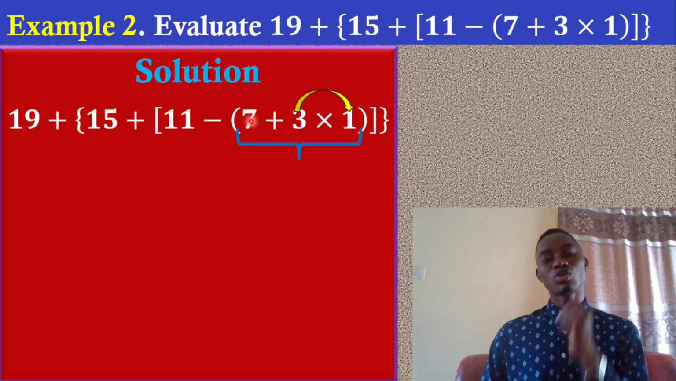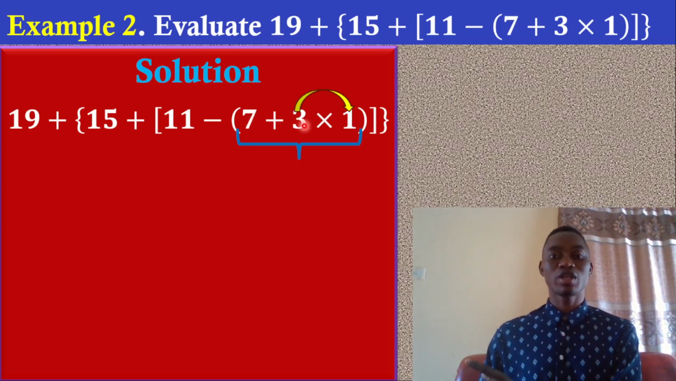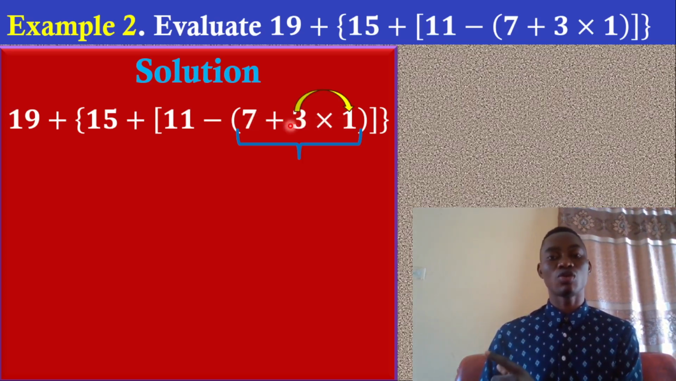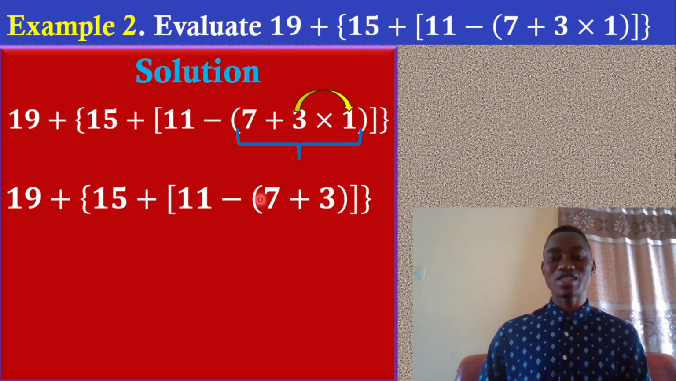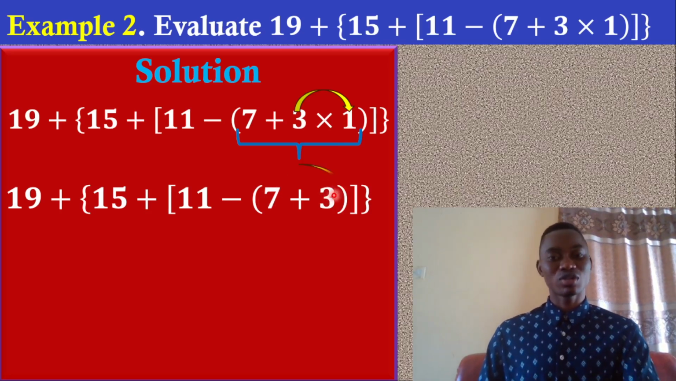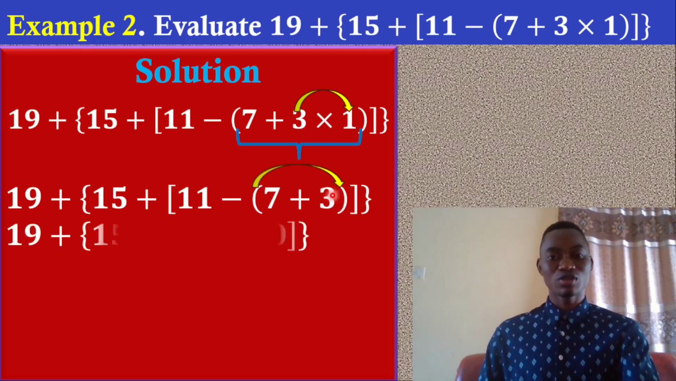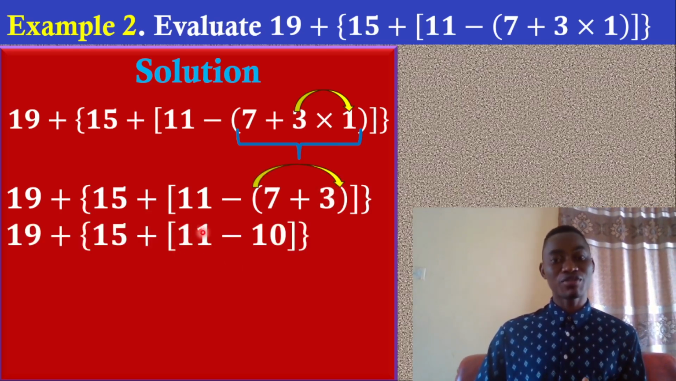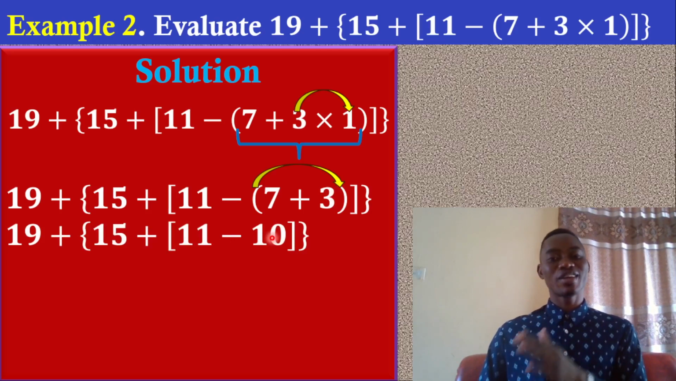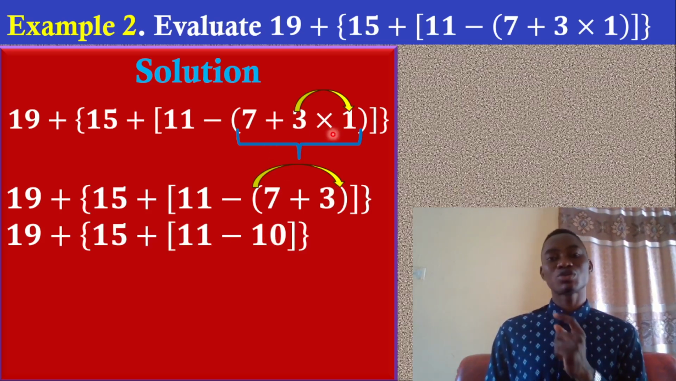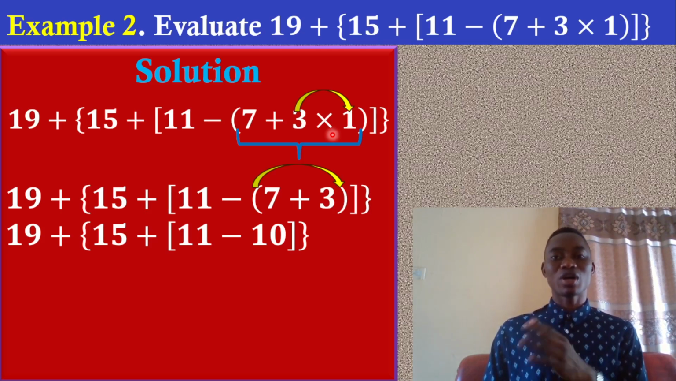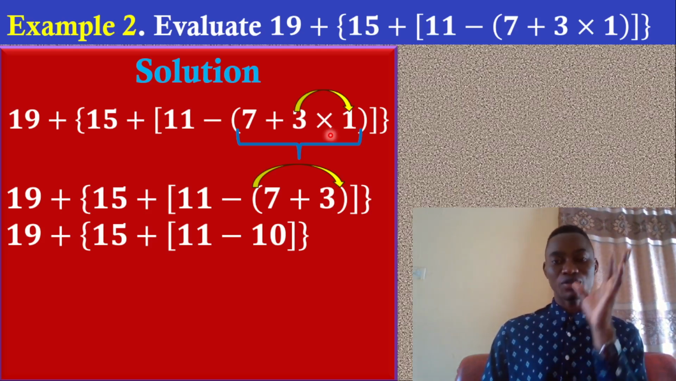Please don't say 7 plus 3 is 10, 10 times 1 is 10. No, it will be very, very wrong. So let's have 3 times 1, which gives us 3 here. Then 7 plus 3 is what? 10. So we have 11 minus 10 right now. So our innermost round bracket is gone. We have taken care of that.